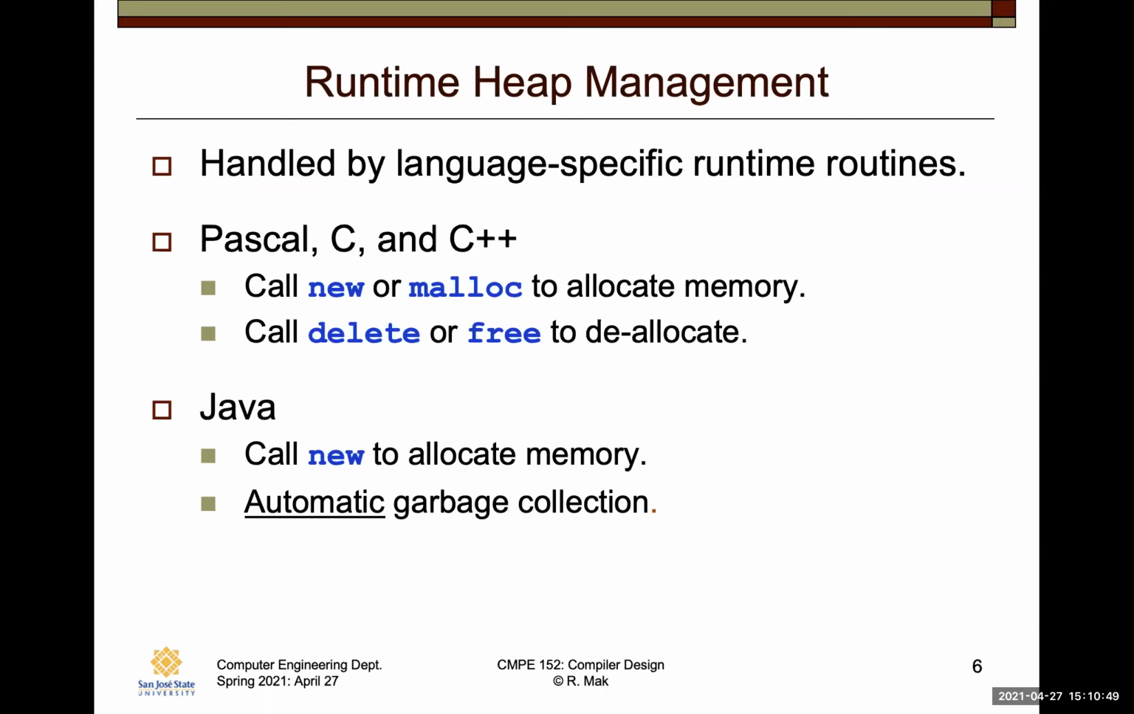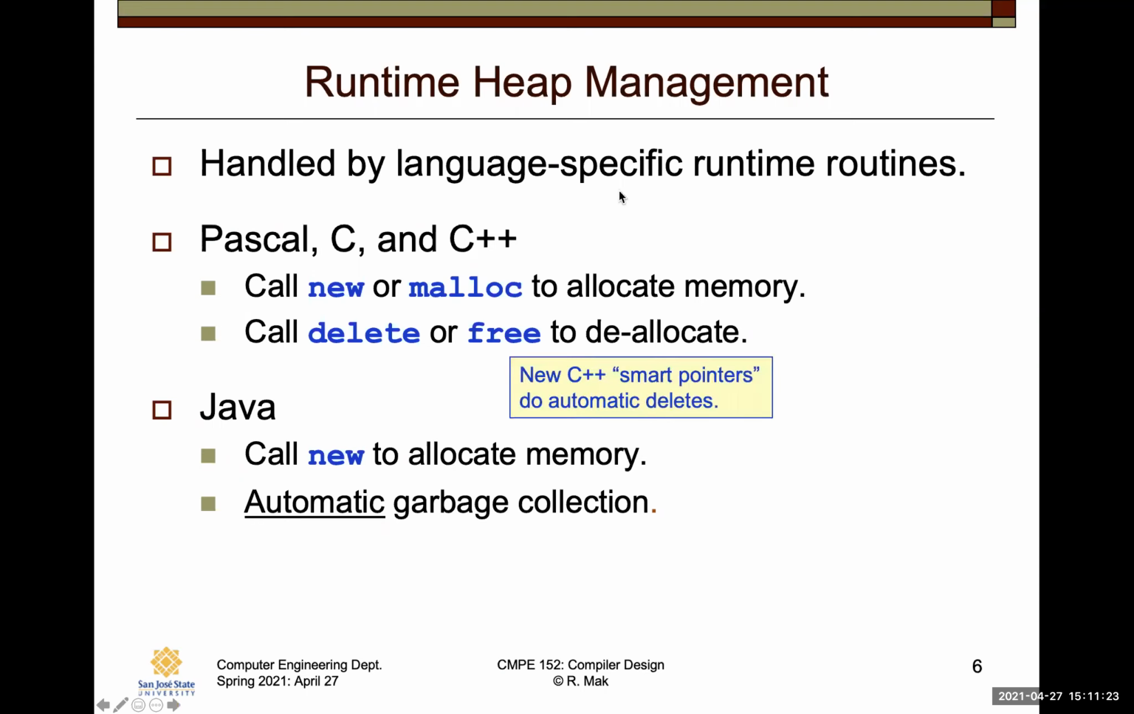If you can no longer access it, like you've lost the last pointer to that object, then that object becomes garbage. And then the garbage collector notices that and deallocates it for you. That's known as automatic garbage collection. So Java does that, but other languages do not.